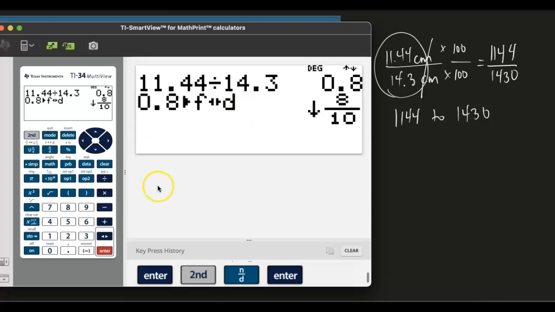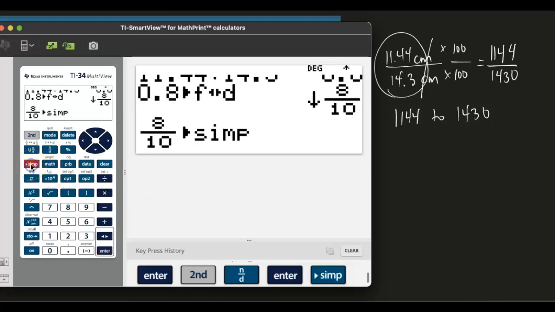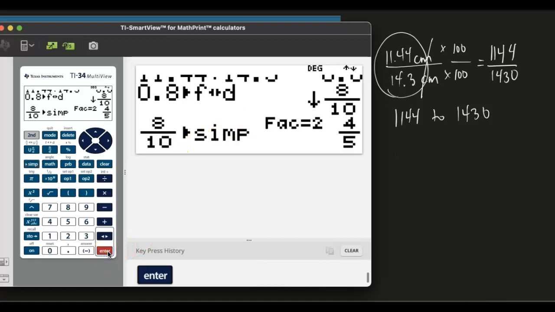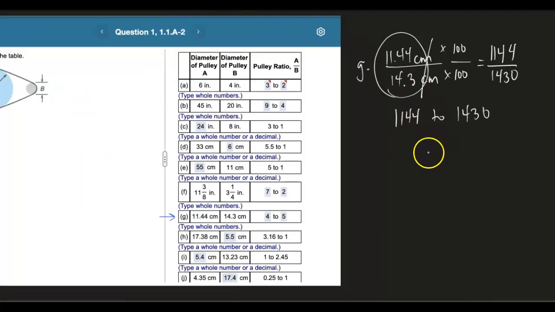So if you want to keep using your calculator, you could come over here to this key, simp, short for simplify, and notice I only press that key. Again, it automatically recognized that I was taking this fraction and simplifying it. And here's my answer: 4/5, or in other words, 4 to 5. So that's the ratio between the two diameters.